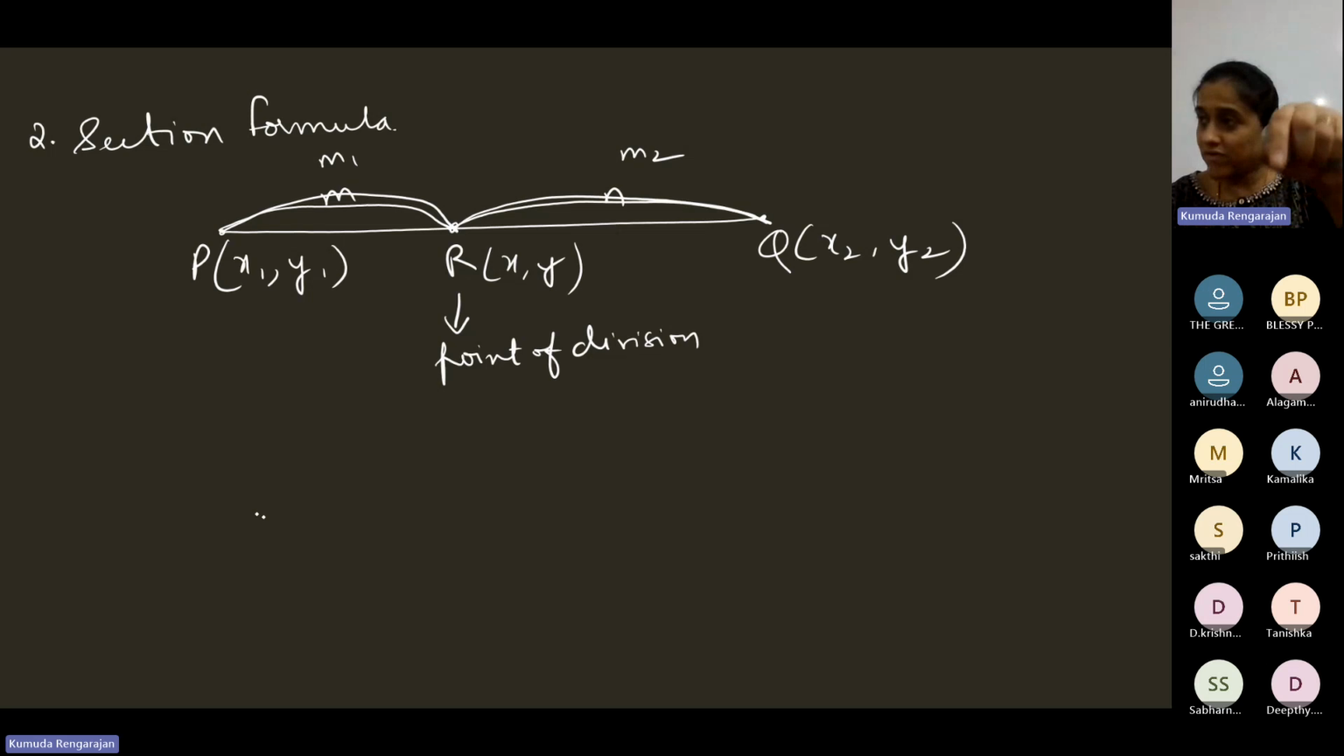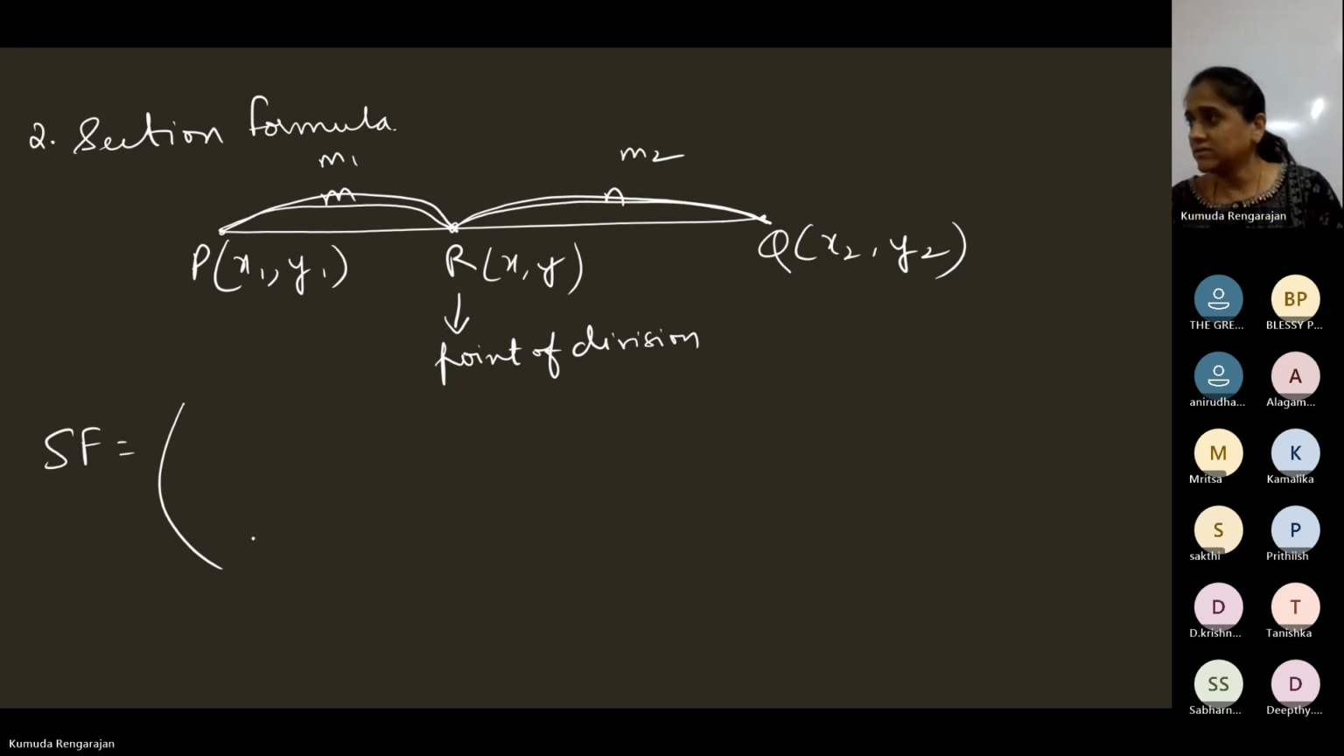Because R is dividing the line segment PQ in the ratio m:n, R is called the point of division. The direct application of the section formula is to find the coordinates of R, the address of this point R. Okay, so section formula, I'll write SF is equal to. If the section formula is about finding the address of R, then you should find the x coordinate and the y coordinate, right? Let me write that.